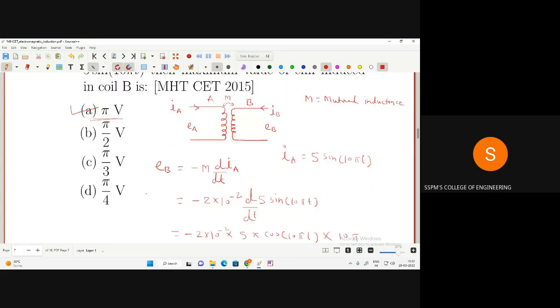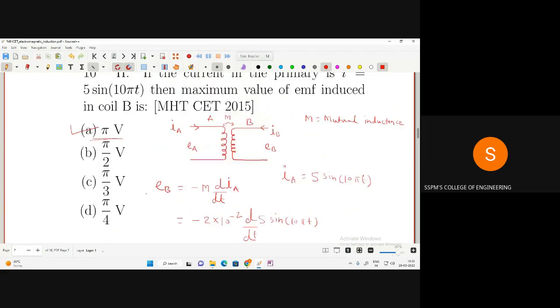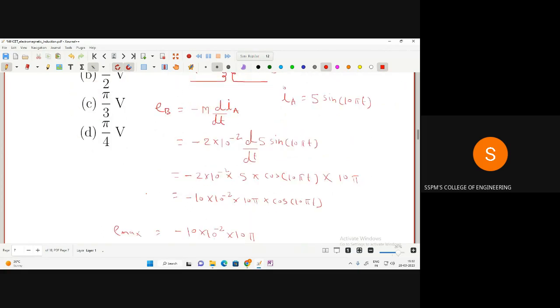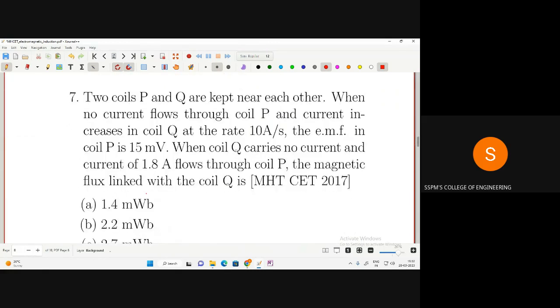So this example is also based on Faraday's law, but the concept of mutual inductance is considered for solving the example. The next example: here also two coils are given, P and Q, kept near to each other. When no current flows through the coil P and the current increases in the coil Q at the rate of 10 ampere per second.